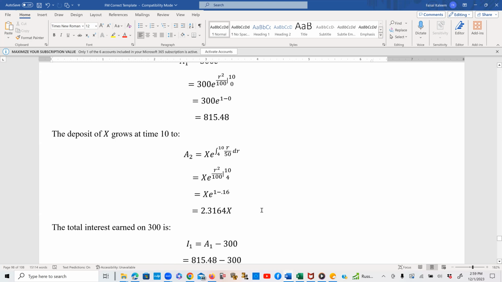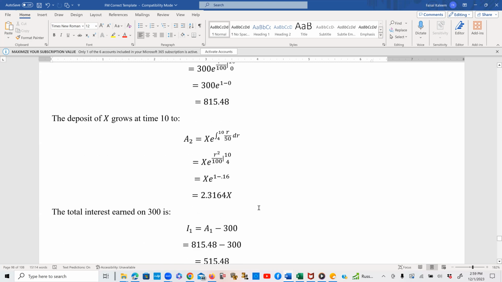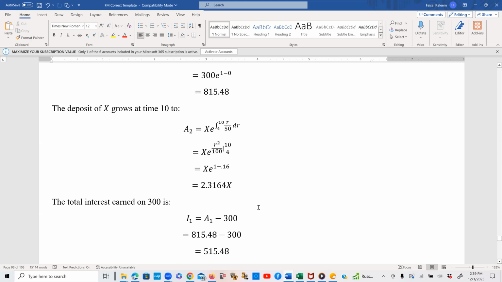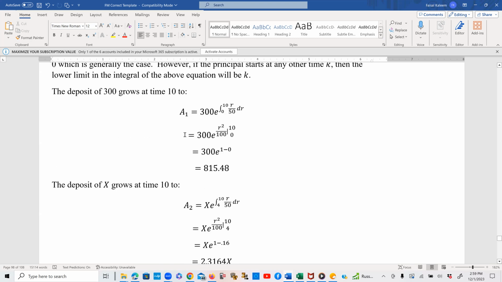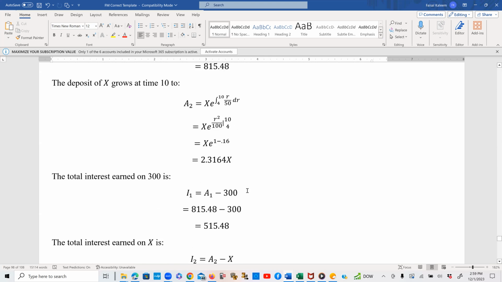And the total interest earned on 300 is the first amount minus 300, because the 300 was the first deposit that was made at time 0, and it grew to 815.48. So the interest earned on it will be 815.48 minus 300. Remember, interest equals amount minus the principal. So 815.48 was the amount of that 300, and minus the 300, that gives the interest on the 300.